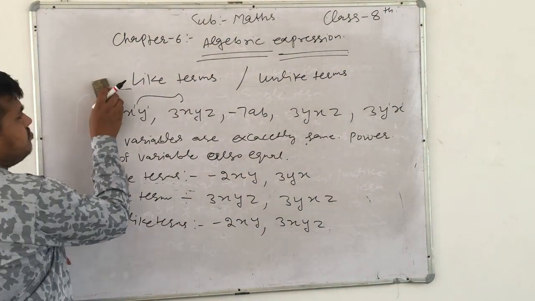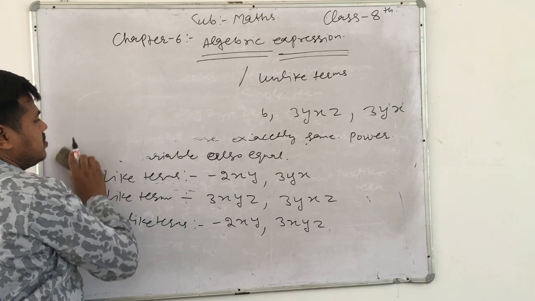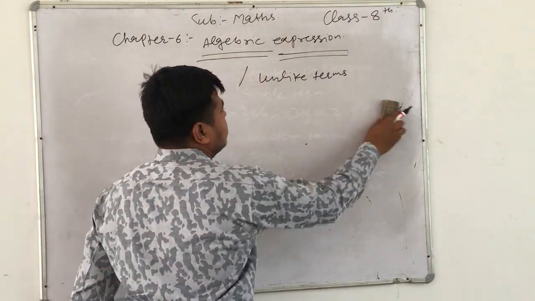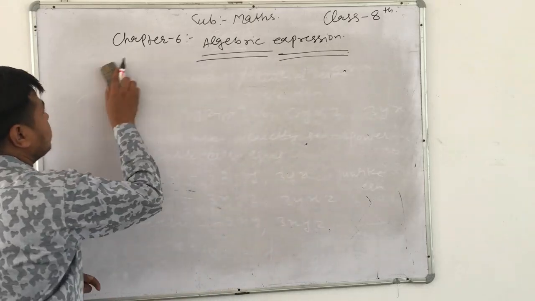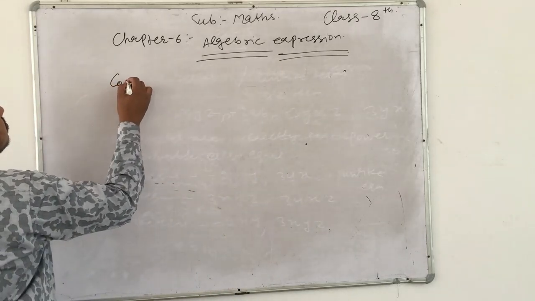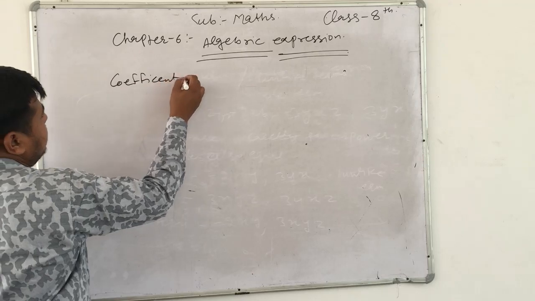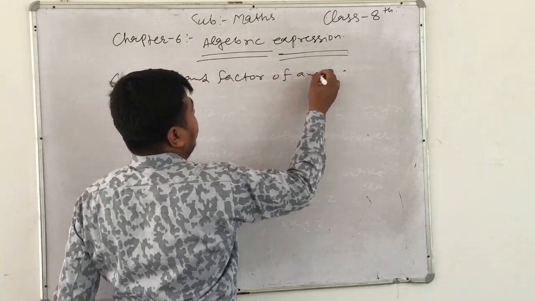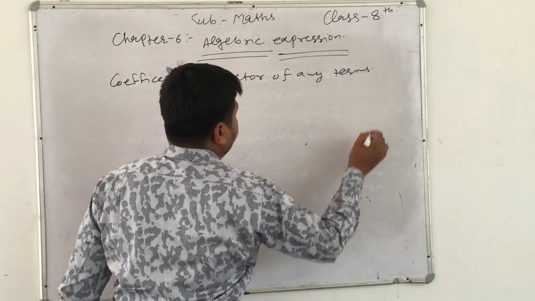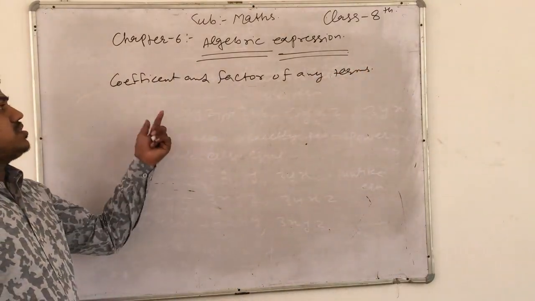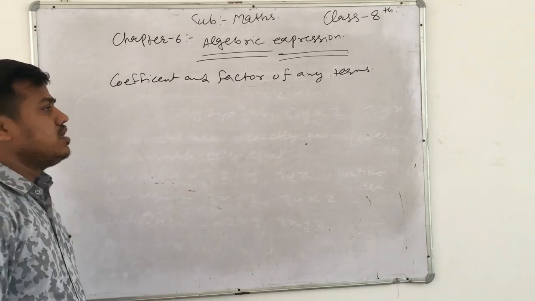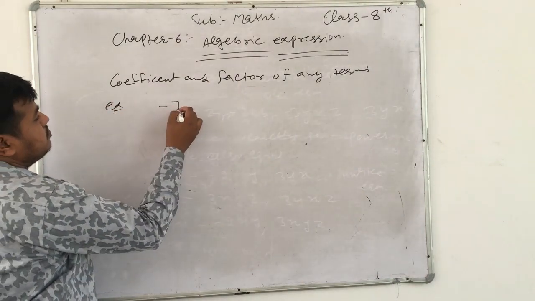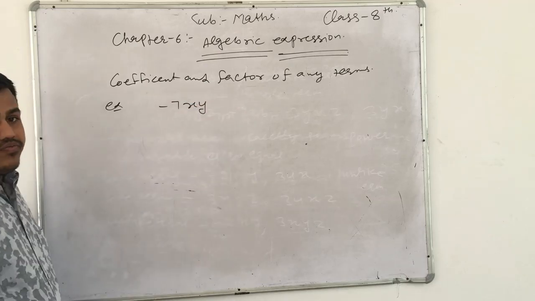After that, the terms, coefficient and factor. Coefficient and factor of any term. In previous classes we have also discussed coefficient and factor of any terms. Let's revise it. For example, I am writing 7xy.